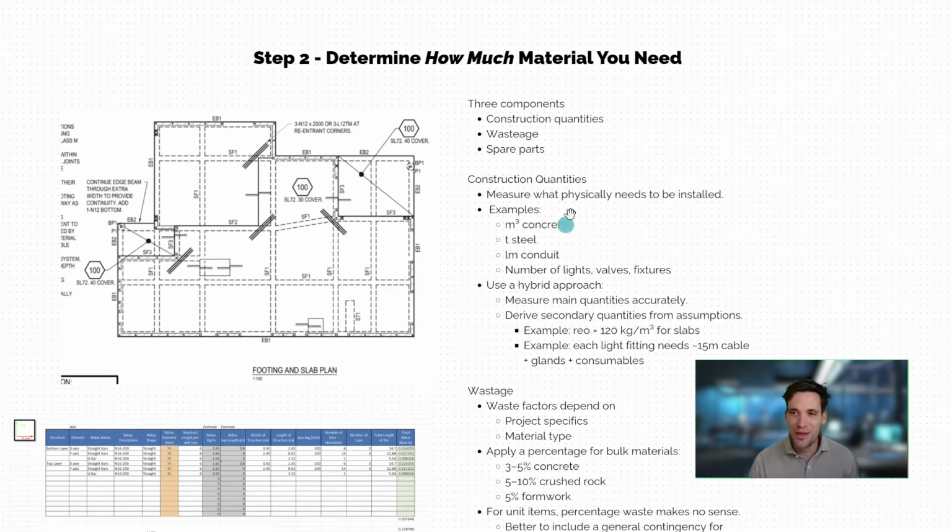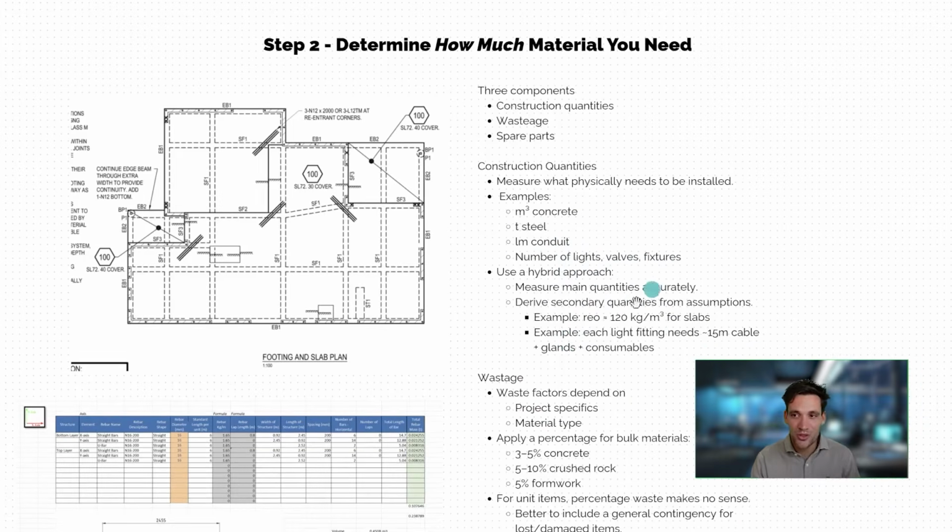So I probably don't have to tell you how to do this, but basically to get the construction quantities, we do quantity takeoff. If you don't understand how to read construction drawings, if you understand what you're building, very, very easy. You need to work out things like the meters cubed of concrete, the tons of structural steel, the lineal meters of conduits, the number of light fittings, valves, fixtures, whatever.